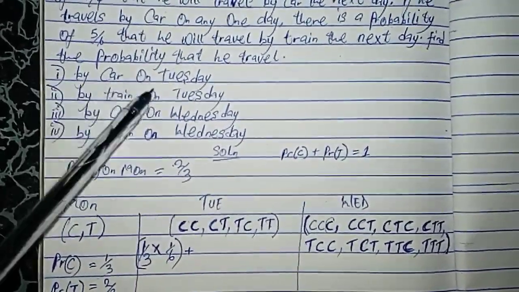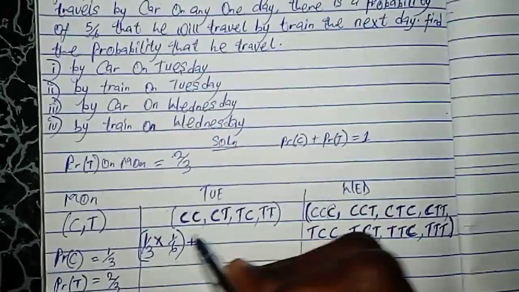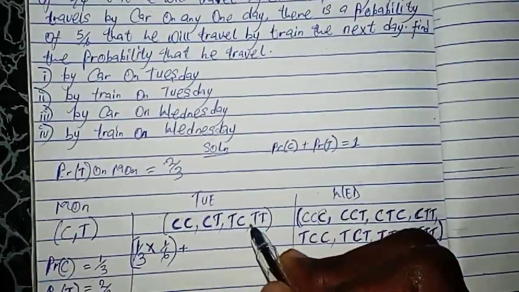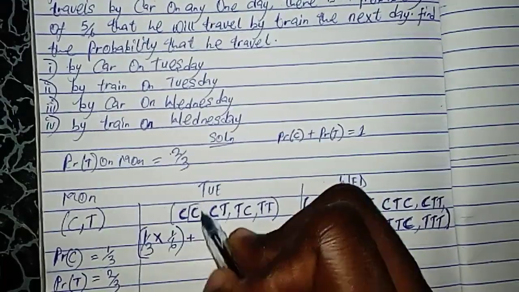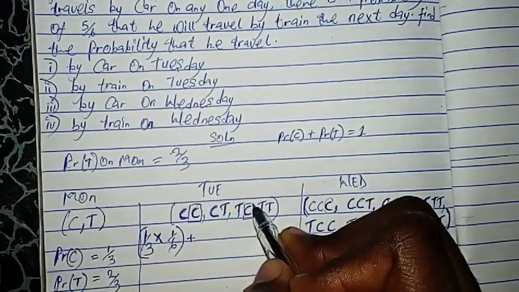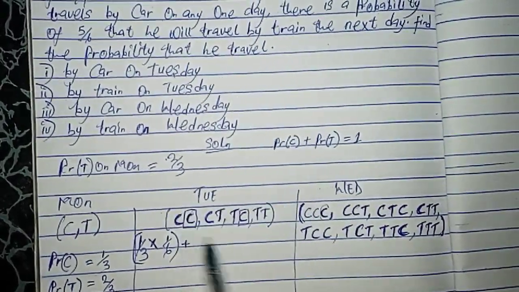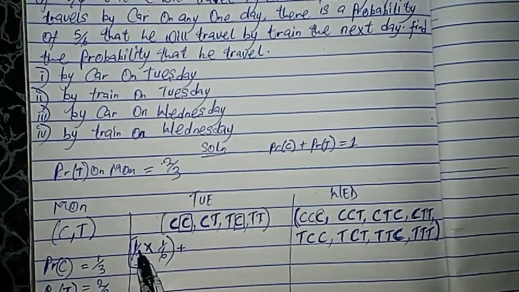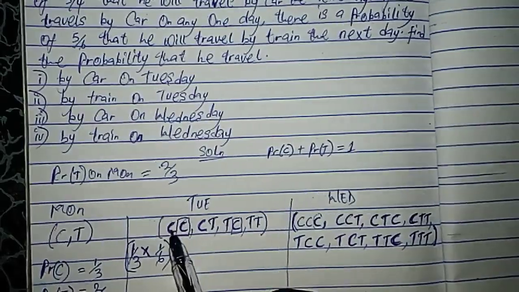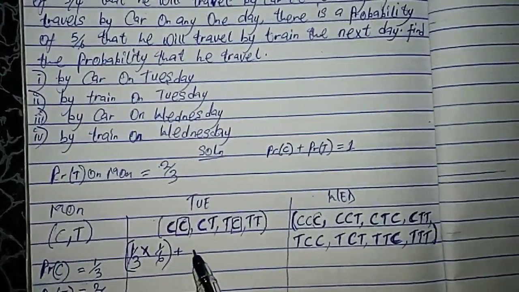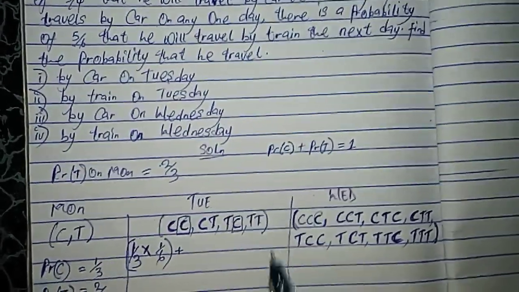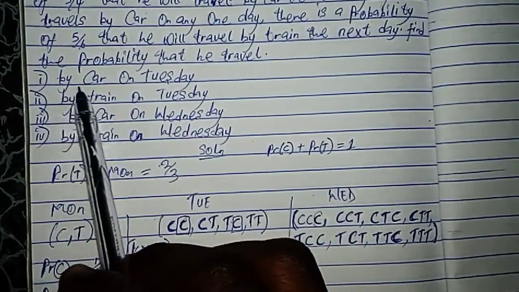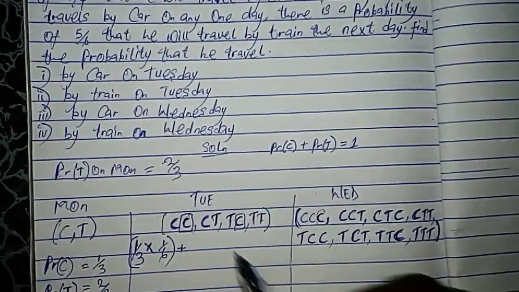It says by car on Tuesday. We should look at Tuesdays and look at the ones that have car on Tuesday. These have car on Tuesday. These also have car on Tuesday. Then the way we can actually solve for car on Tuesday is when we multiply like this, the probability of Monday times the probability of car on Tuesday, plus the multiplication of this as well. That is how we can have the probability of him traveling by car on Tuesday.